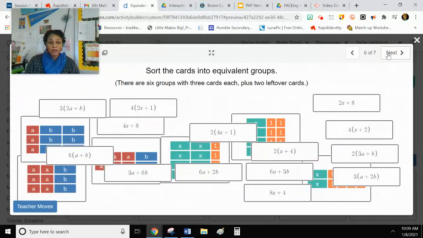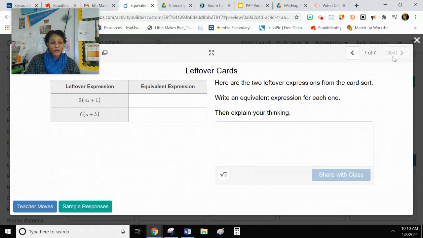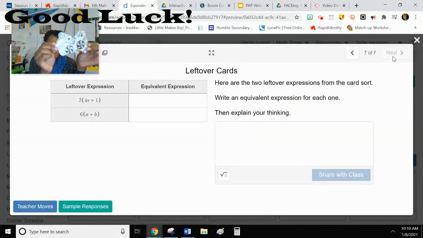So now that you have taken some time to practice with me, let's go in and you're going to practice by yourself. You're going to match up. There are 6 groups with 3 cards each plus 2 leftover cards. So you're going to look at the picture and you're going to match it up with the expression, and you should have 3 cards matched up together, and then you should have just 2 left over in the end. So take that time to practice. Then you have one more slide. You're going to use your knowledge of distributive property, and you're going to write equivalent expressions for these 2 leftovers. Good luck.